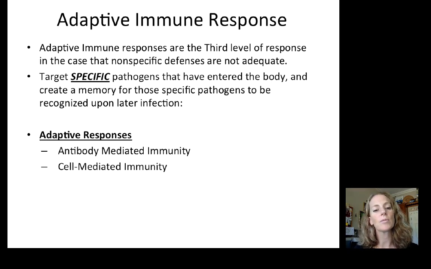The adaptive immune response creates a memory for those very difficult specific pathogens. They will then be recognized upon later infection, and they will be killed more efficiently. So the adaptive responses are 2 different types. Antibody-mediated immunity, which happens through B cells, and cell-mediated immunity, which happens through T cells.